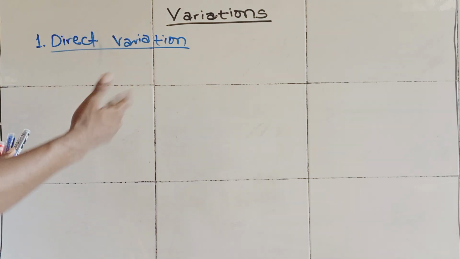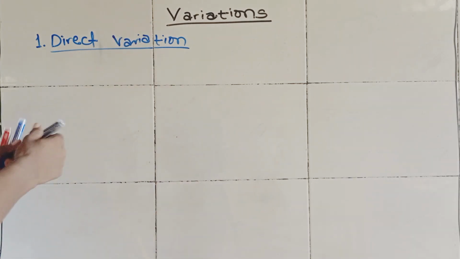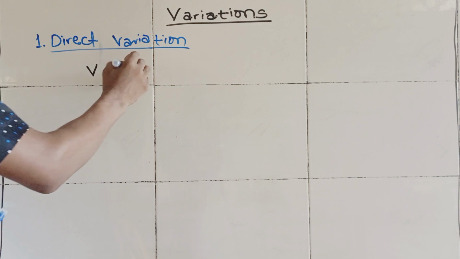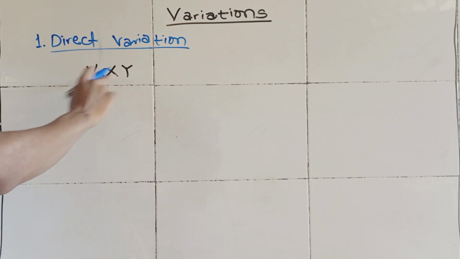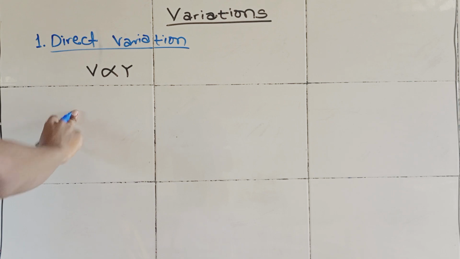Now, what is direct variation? Direct variation is the direct increase of two quantities. If V is increasing, Y is also increasing, but it is direct. This is the direct variation. This symbol here connotes that V is directly variable as Y. So if they tell you V varies directly as Y, when V is this, Y is this.